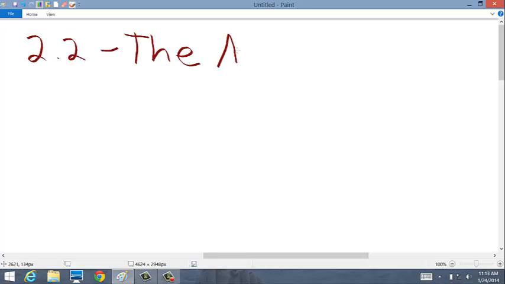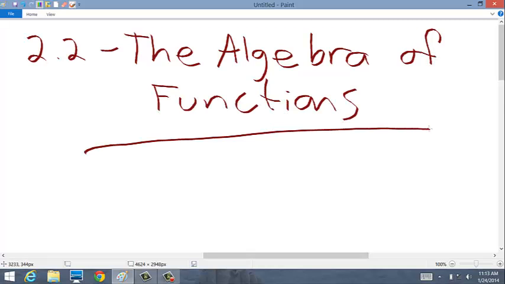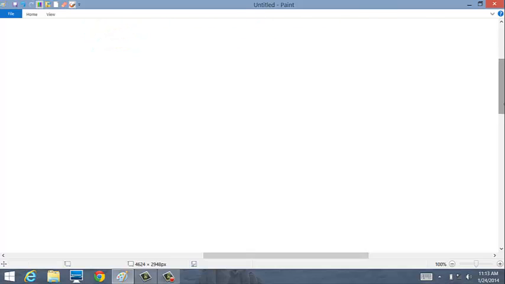Okay, so today we're going to talk about 2.2, the algebra of functions. Alright, so here are some of the examples for algebra of functions. There's 4 different theorems here.